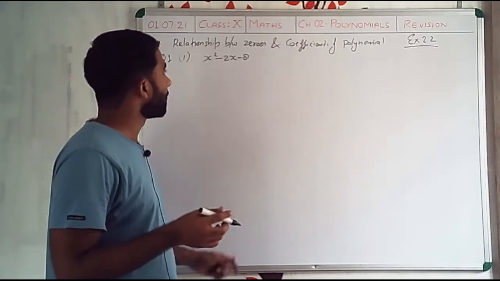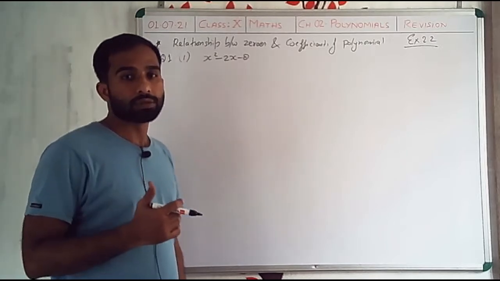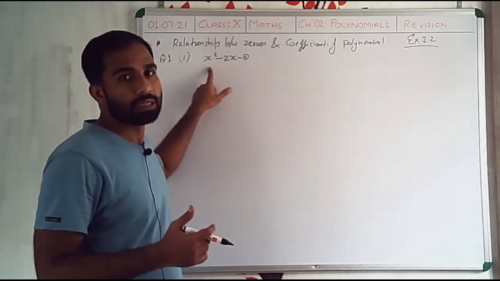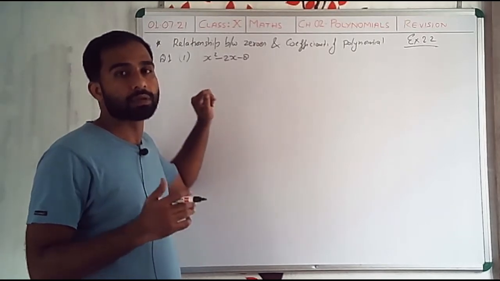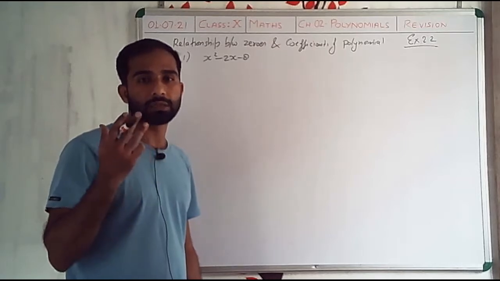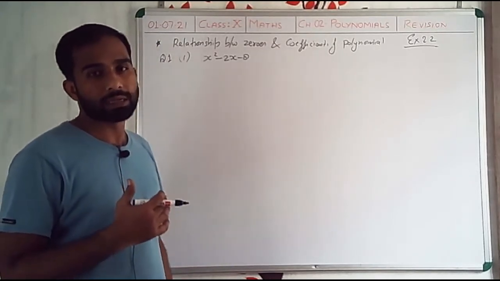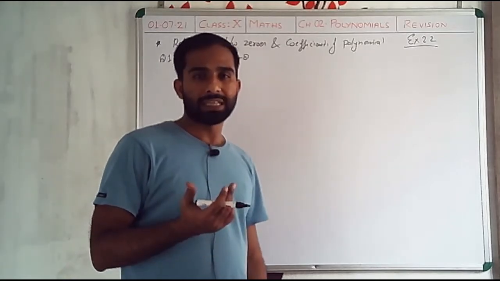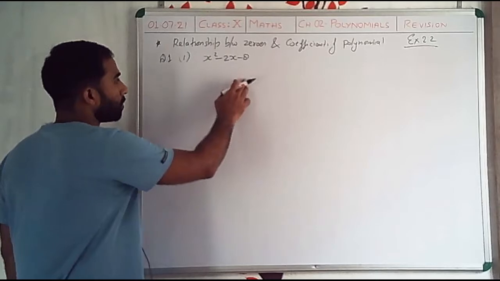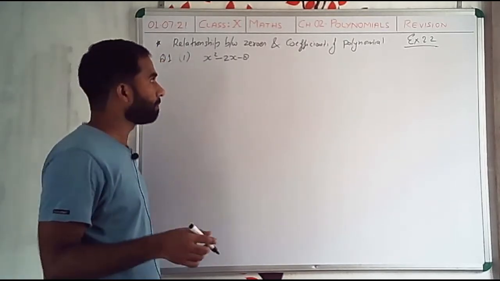So, how will you decide how many zeros the given polynomial has? Definitely by the help of degree. Degree decides the number of zeros. The degree of this polynomial is 2, so definitely there are 2 zeros, and you may represent the zeros by Greek letters alpha, beta, gamma, etc. In general, we represent the zeros by alpha and beta.